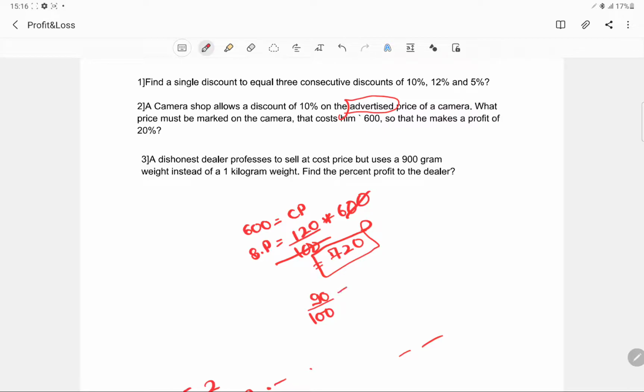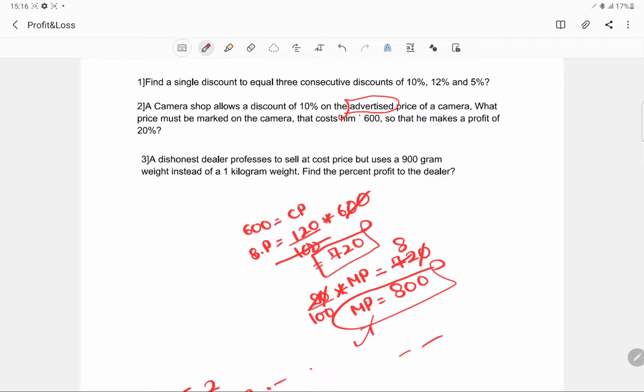90 upon 100 of the marked price, because he has allowed a discount over this. So 90 upon 100 of the marked price is actually equal to 720, and here you will end up getting it. So the marked price is 800, because he has allowed a discount of this, and the discount is allowed over the marked price. So the marked price of the article is this.